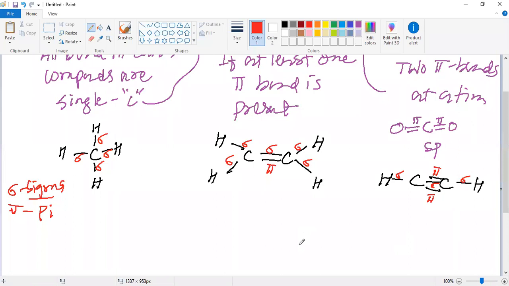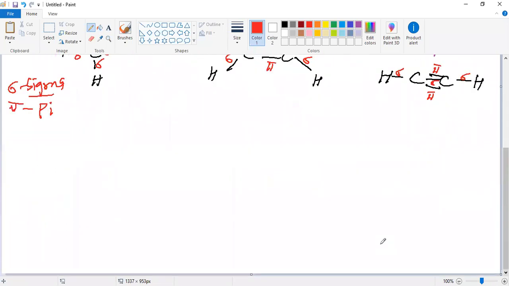Do you understand it? Do you understand about sigma bond and pi bond, dear students? Do you have any doubt in sigma bond and pi bond? Yes, sir. No, sir. Okay, now let's move forward and understand.